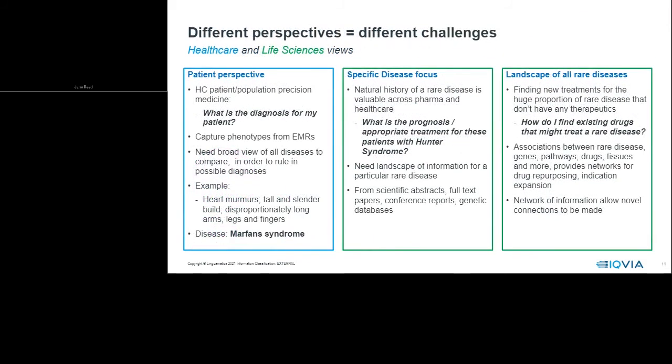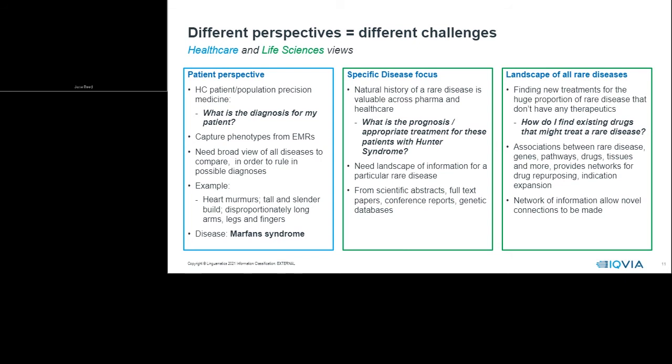So we wanted to think about some of the different perspectives and different challenges, a spectrum really across healthcare and life science. If we look at the left-hand box here, thinking about the patient perspective, as a healthcare professional sitting across the desk from a patient, a pediatric patient or an adult, the key concern is, what is the diagnosis for my patient? Particularly with rare diseases, that healthcare professional may have never seen a presentation like this, and they need to get the best understanding of the range of phenotypes and then be able to compare that with a broad view of all diseases in order to rule in or rule out possible diagnoses.